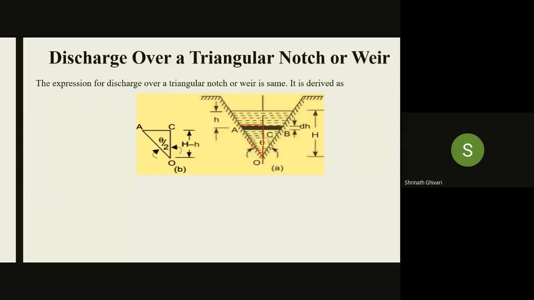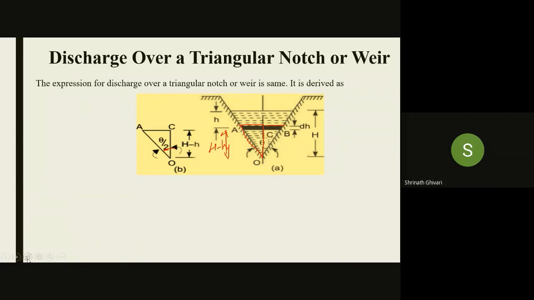This will be symmetrical itself. At this end also it will be the same. So here it is theta by 2, here O, A and C, and this height will be H minus small h.